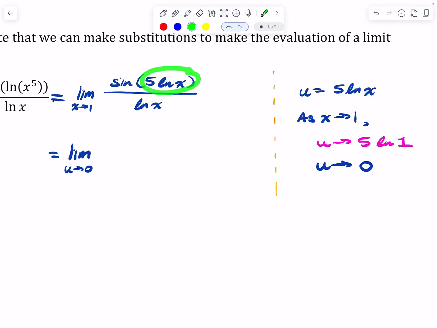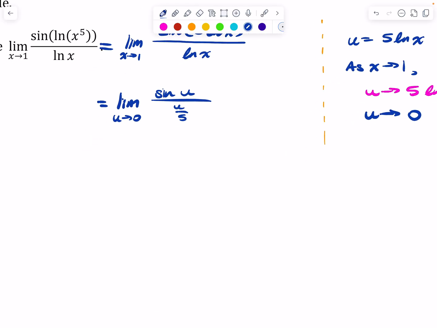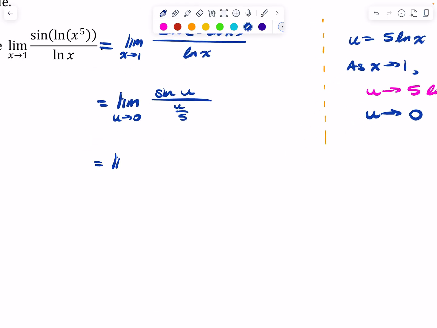This 5 ln x is going to get replaced with u. And then this ln x will also get replaced. Now u is equal to 5 ln x, so ln x on its own would be u over 5. Written slightly differently, without the complex fraction in it, this is 5 sine u over u.